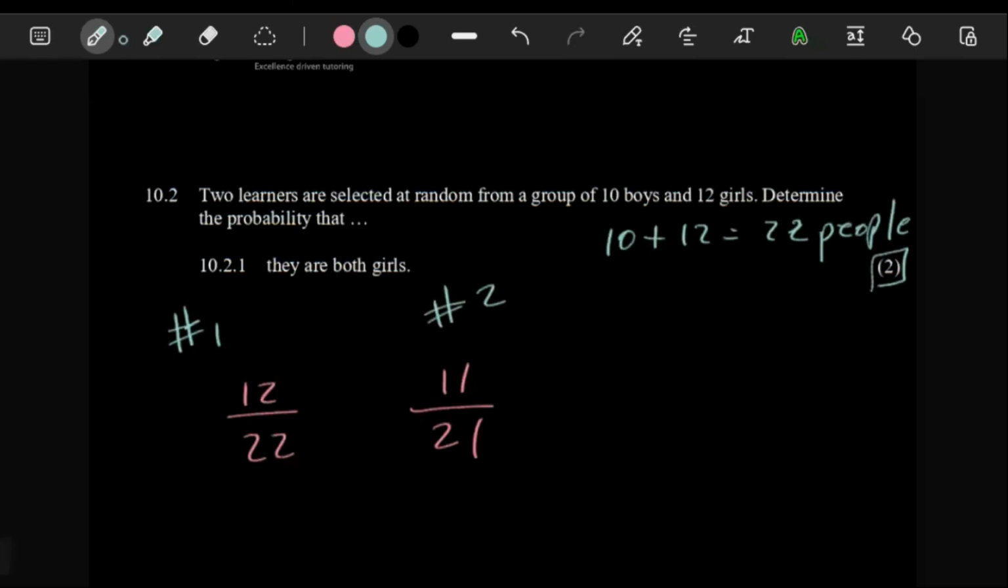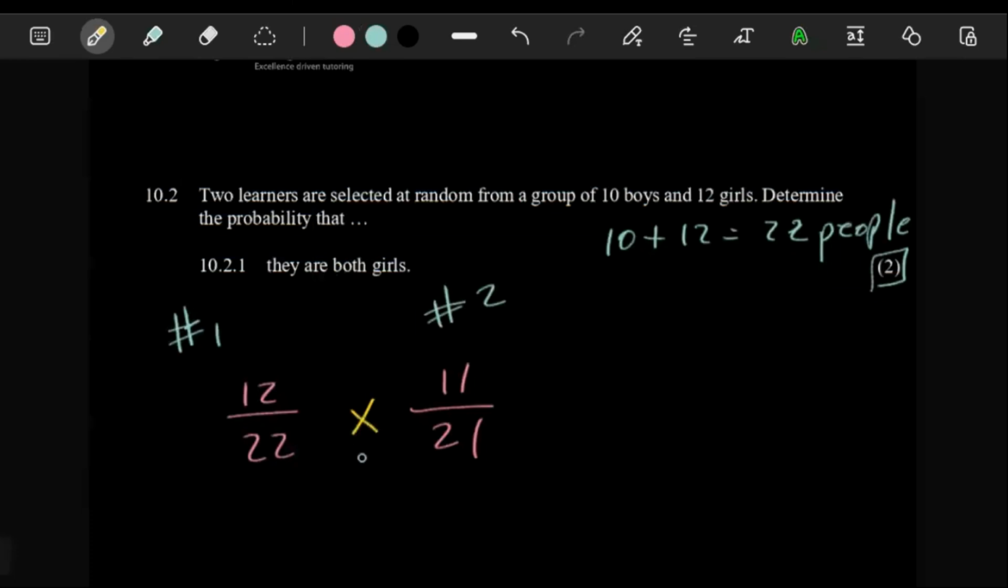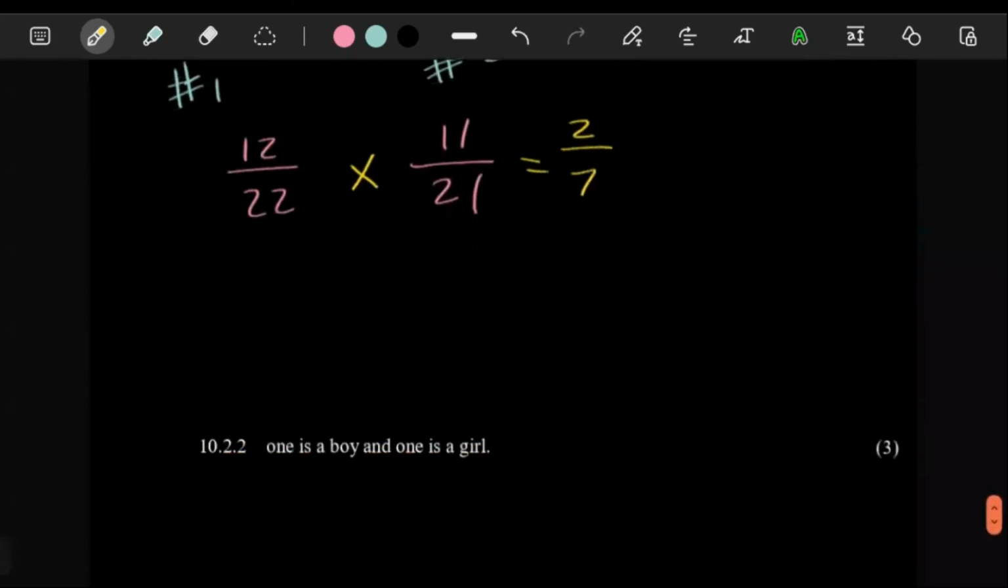So the probability of these 2 scenarios happening, you just multiply them together, because the probability of you getting both girls is going to be this value multiplied by that value. So in our calculator, 12 over 22 multiplied by 11 over 21. That's going to give you 2 over 7. 2 over 7. You get your 2 marks and you keep it moving.